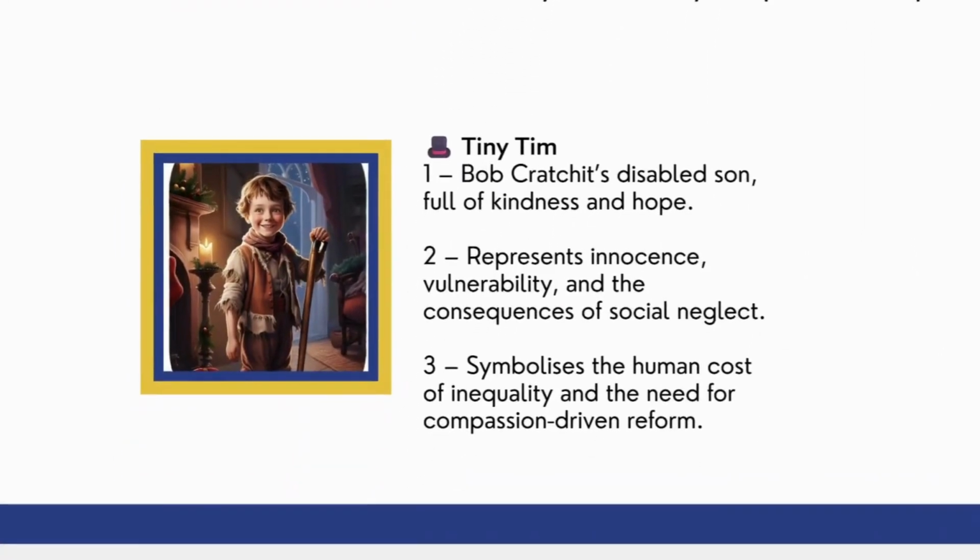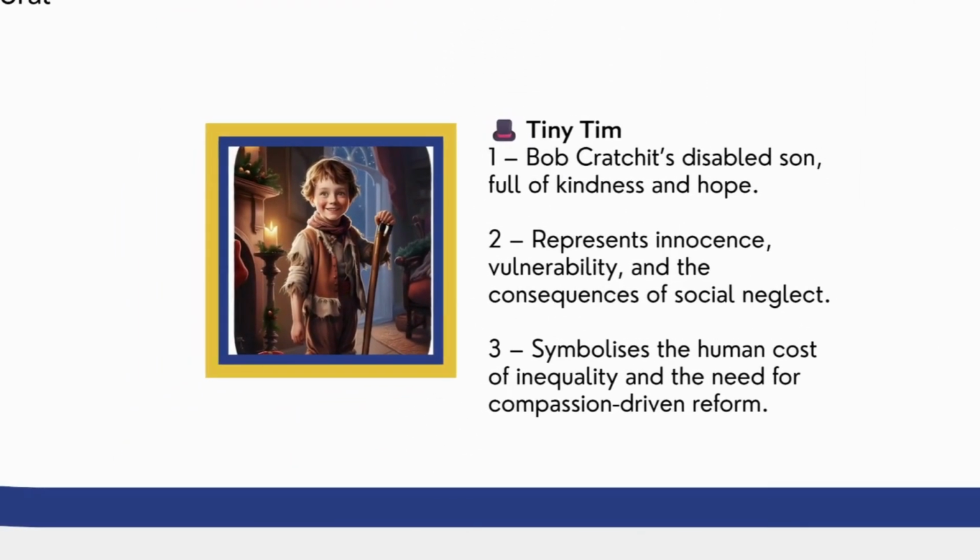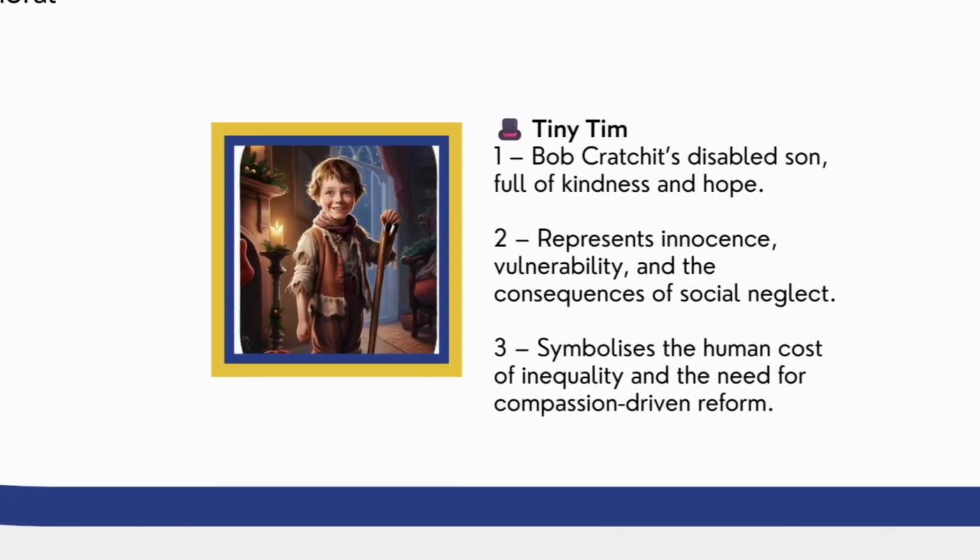And then lastly we have Tiny Tim. So love the name. He is Bob Cratchit's disabled son, but he's still nevertheless full of kindness and hope for the future. So Tiny Tim represents innocence and youth, vulnerability though, and the consequences of social neglect. We shouldn't leave these people behind in society. That's what Dickens' didactic message is all about.